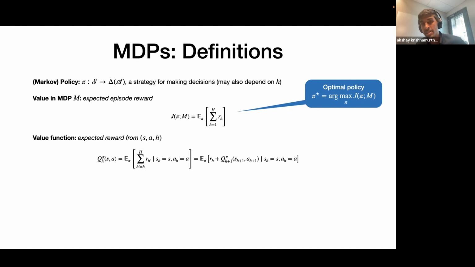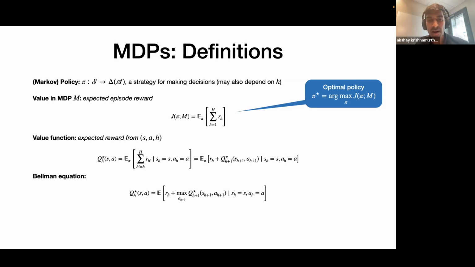The reason I'm showing you this is because some very similar formula also describes the optimal policy. And this is given by the Bellman equation, which is one of the central objects in reinforcement learning. It looks like the same thing as the line above, except that instead of taking the next action A_{H+1} following some policy, I take the action that maximizes the next Q function, the next value function. So this is just some formula.